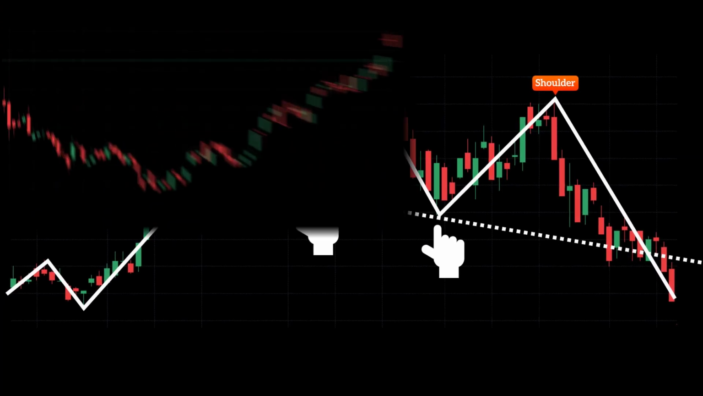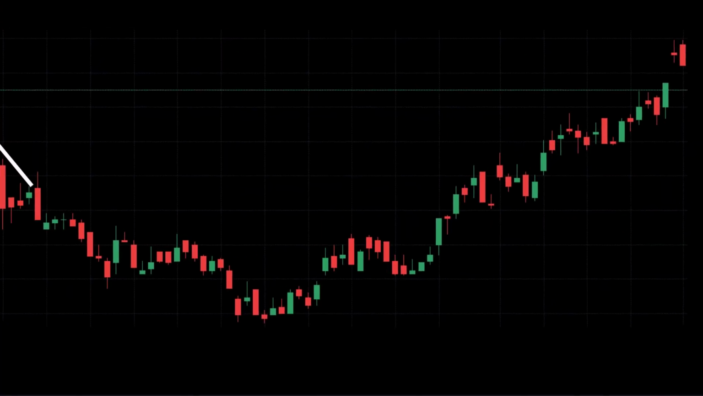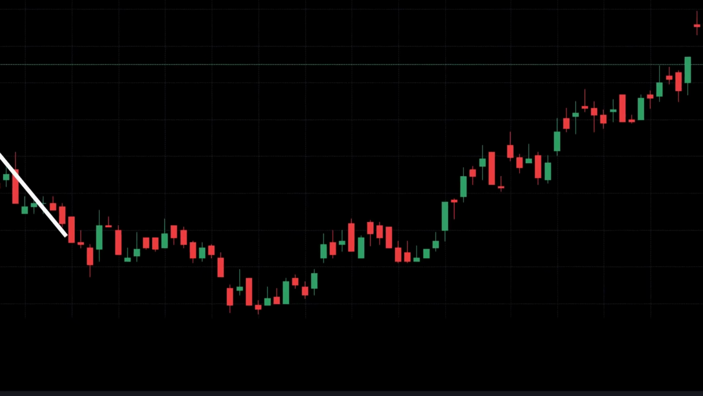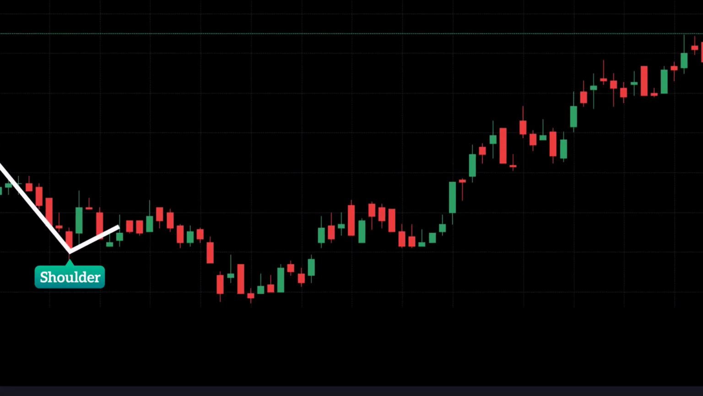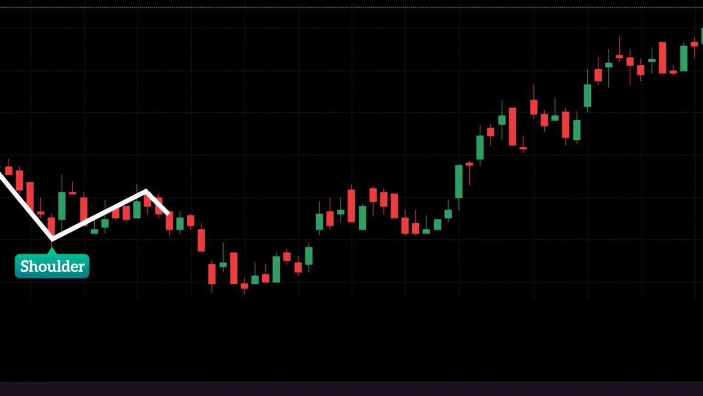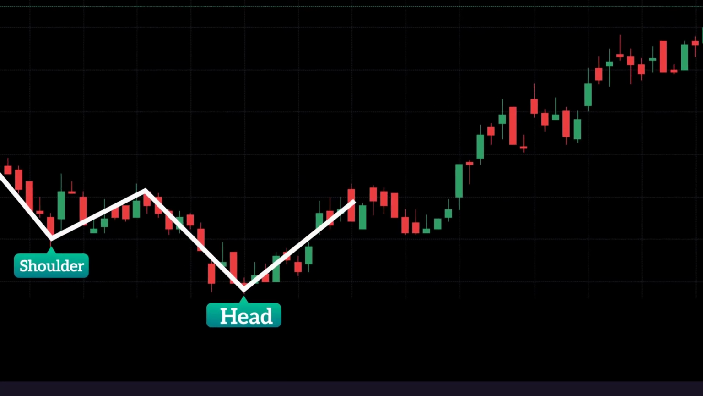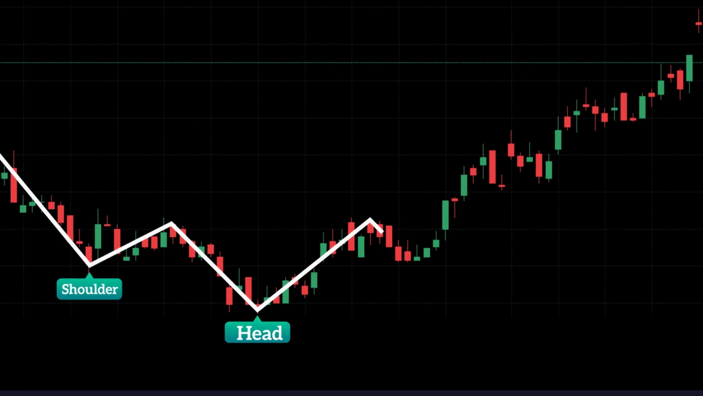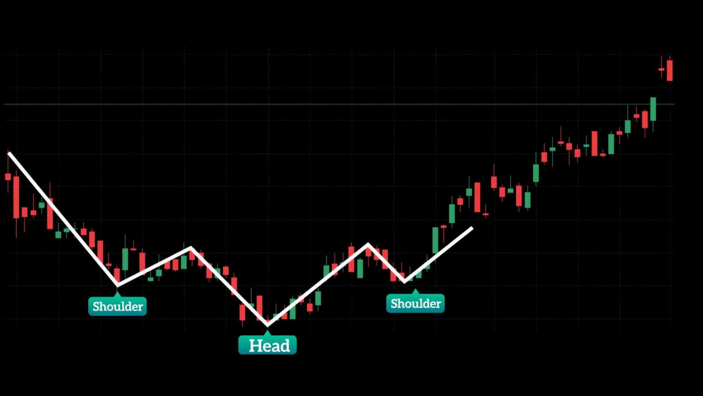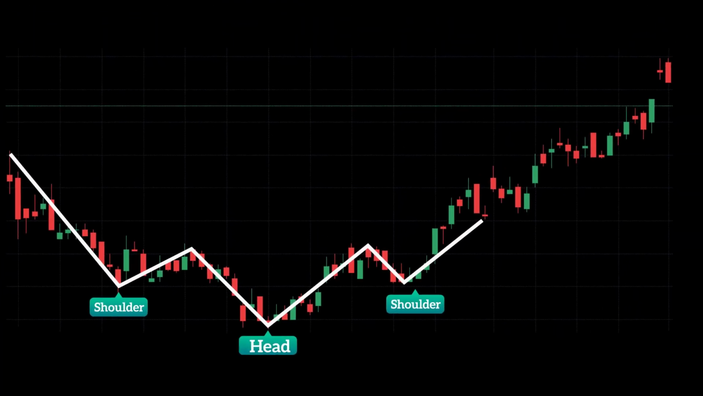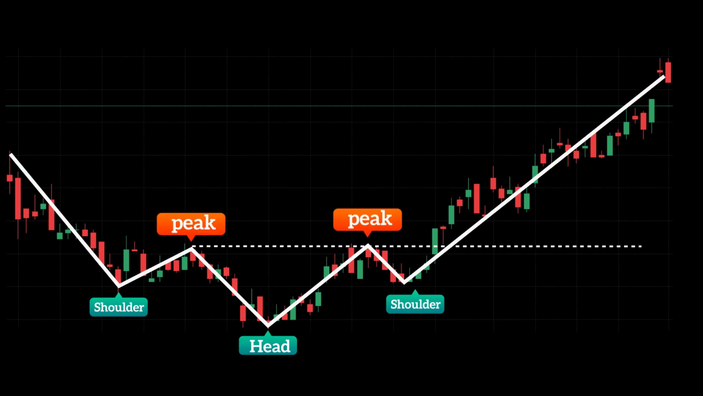warning signal. On the other side, the inverse head and shoulders pattern starts with a downtrend. The price forms an initial low called the left shoulder, then drops further to create a lower low called the head. Finally, it forms a third low that's higher than the head and roughly equal to the first shoulder. The swing highs create a resistance level known as the neckline.